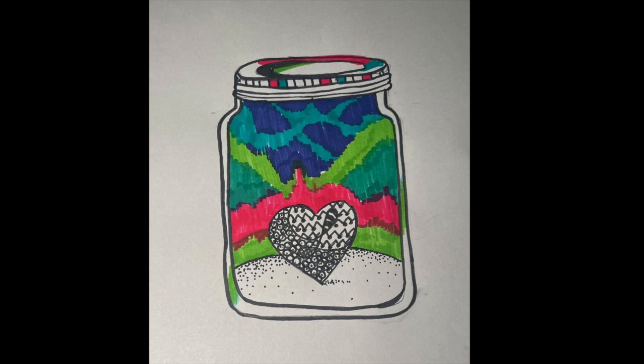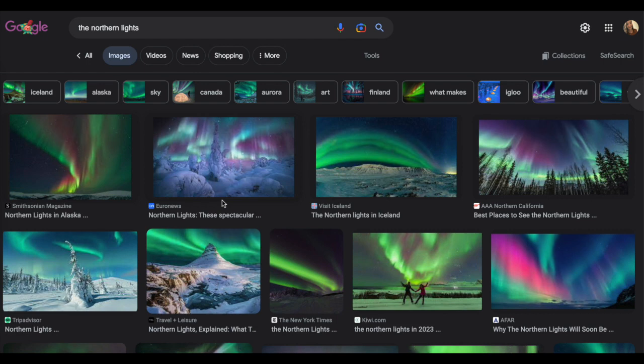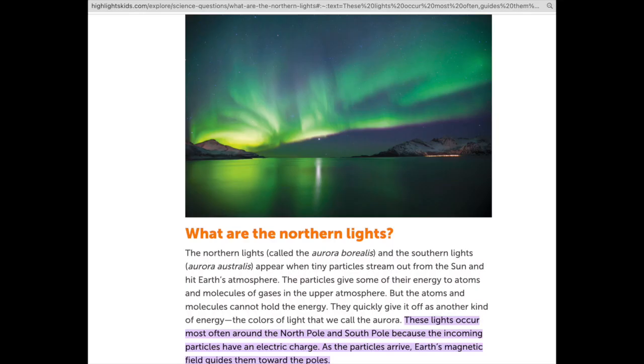So you might be wondering what the northern lights are. What they are is there's certain places in the world where sometimes the sky will look like this. So obviously it's really beautiful, a lot of beautiful green and purple and pink, and it's really pretty. And you might be wondering, well, how does that happen? What makes the sky look like that? So I will read this to you guys so that you know how it happens.